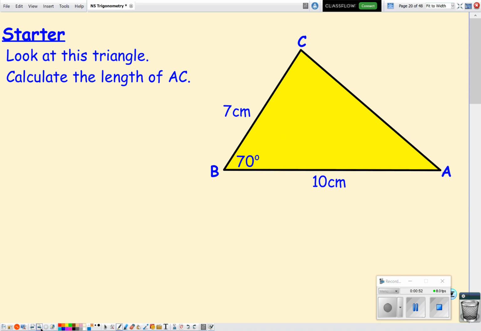Okay, so if you paused the video and had a go at it, well done. You will probably have struggled with it a fair old bit. Let's have a wee look at how the sine rule works out this time. So we'll have a over sine A equal to b over sine B equal to c over sine C.